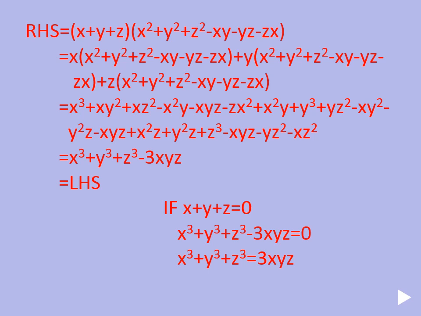So x cube plus y cube plus z cube minus 3xyz equal to 0 we got. How we got that 0? Because of the condition x plus y plus z equal to 0. Now if that is the condition, what you can write? x cube plus y cube plus z cube is equal to 3xyz. Now after listening to this, you may feel that how you will remember all these formulas.